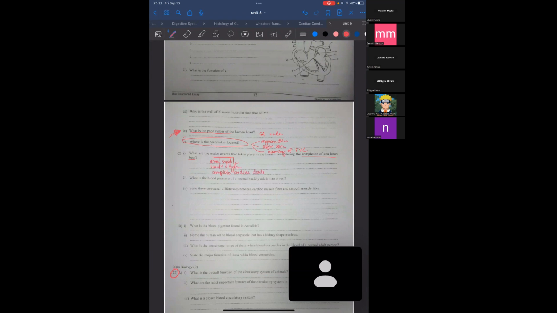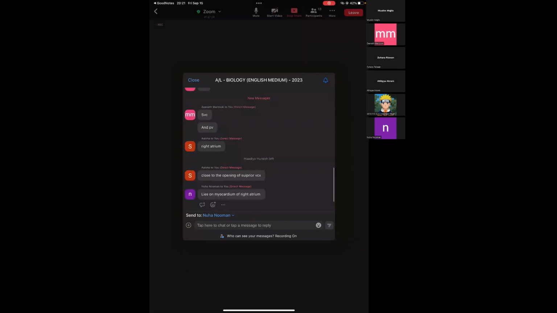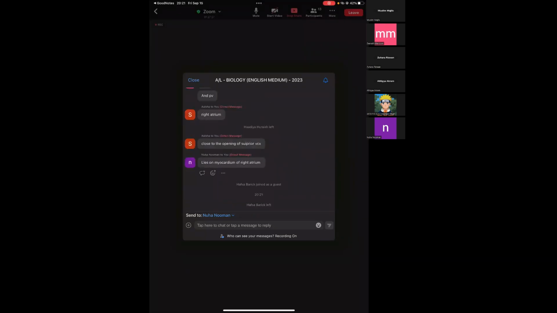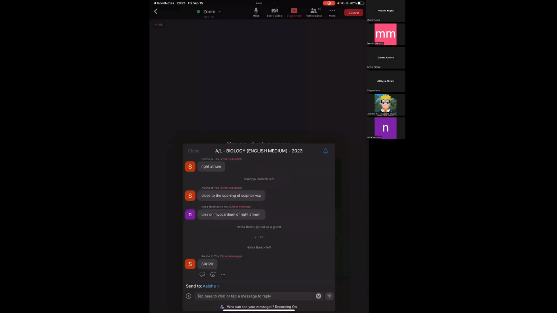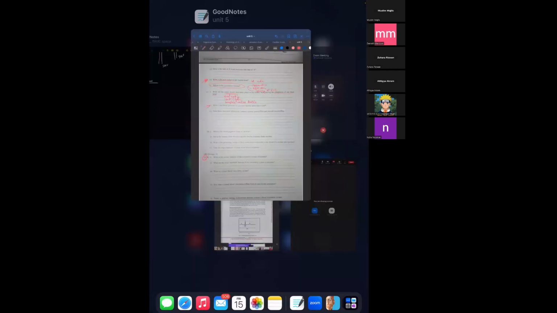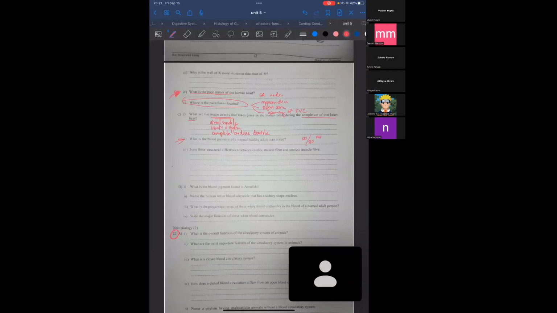To this, you have to know what is the blood pressure of a normal healthy adult at rest. Just come up with answers. Yes, the values were correct. That's 120 by 80 millimeters of mercury. You have to write the units. This is systolic blood pressure and this is diastolic blood pressure. On top you have the systolic blood pressure, on the bottom you have the diastolic blood pressure.